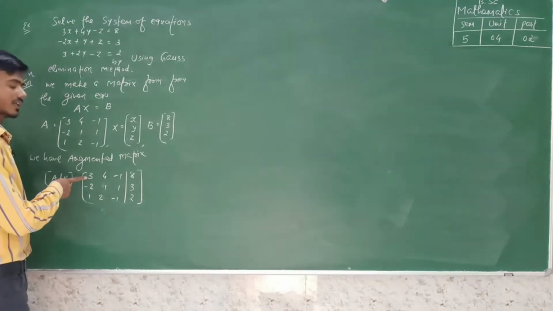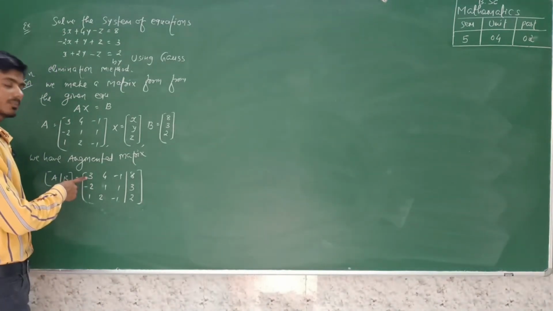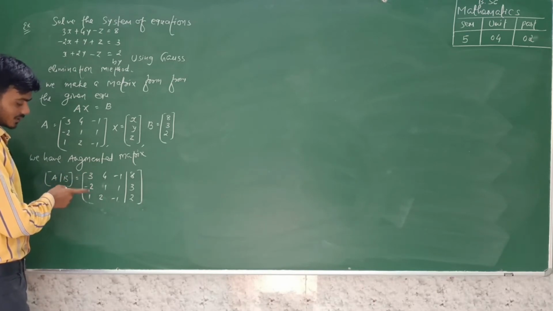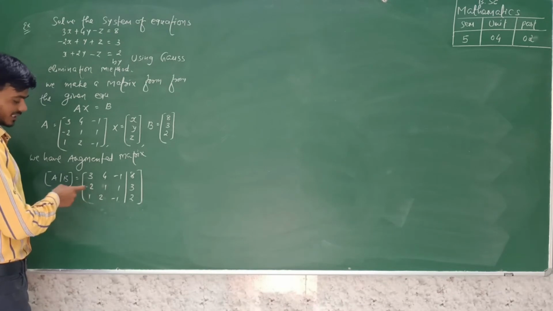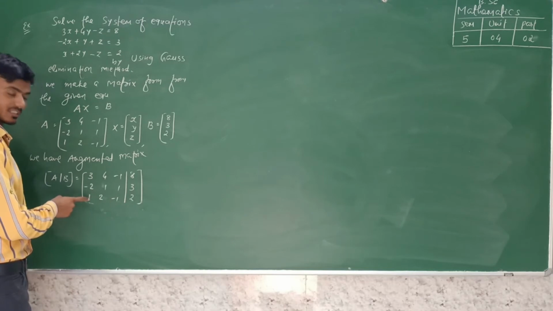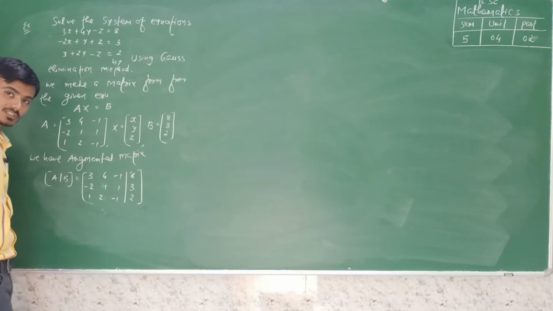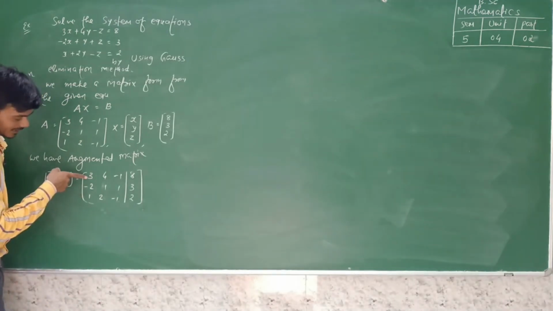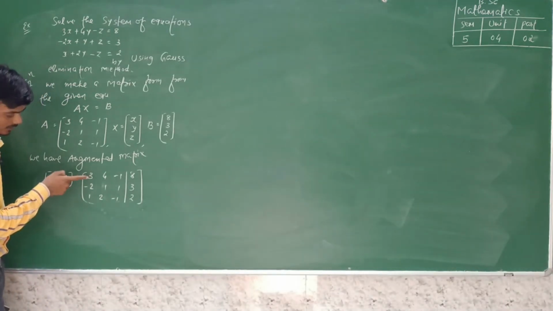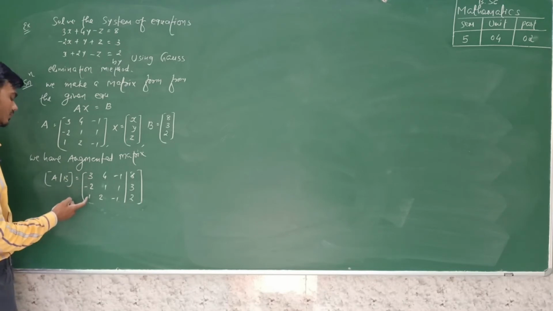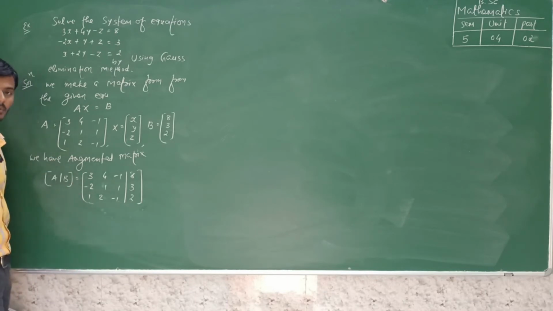So the first element 3 is a pivot. This is non-zero, so this is a pivot. By using this element, we can make the first element of the second row 0, and the first element of the third row 0. So how can we make these elements 0? The first element is 3, so what value do we multiply into 3 and add into the second row and the third row, so that this element becomes 0?